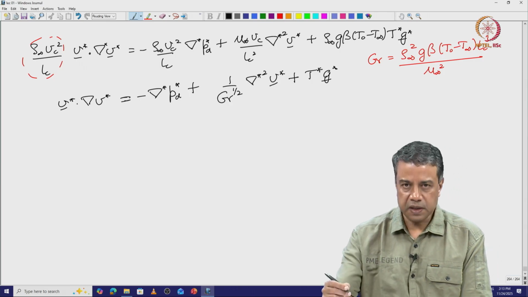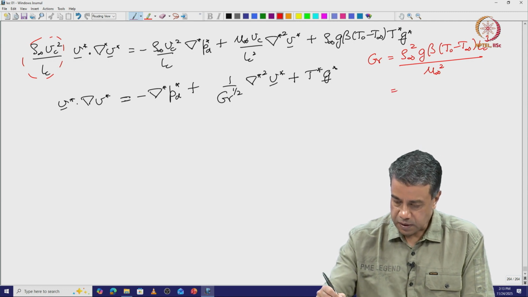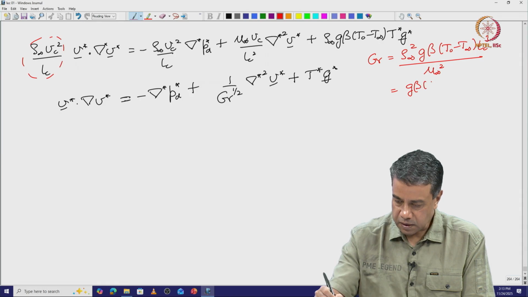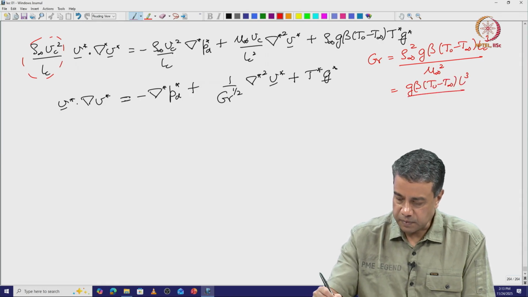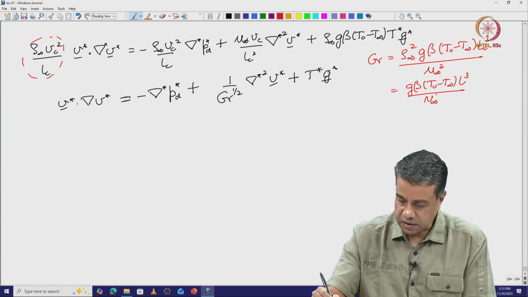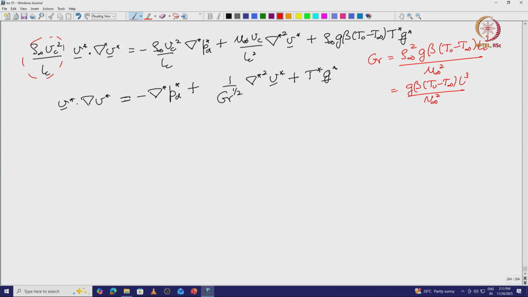So, the Grashof number, as I said, can also be written as g beta into T naught minus T infinity L c cubed divided by kinematic viscosity square, because mu by rho is just the kinematic viscosity.